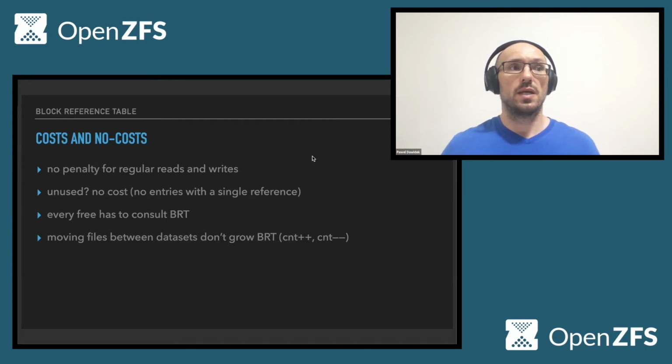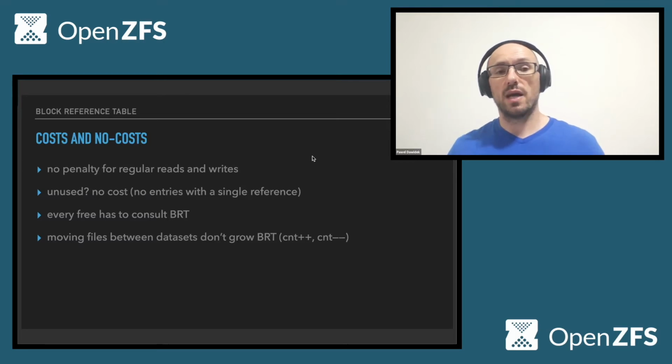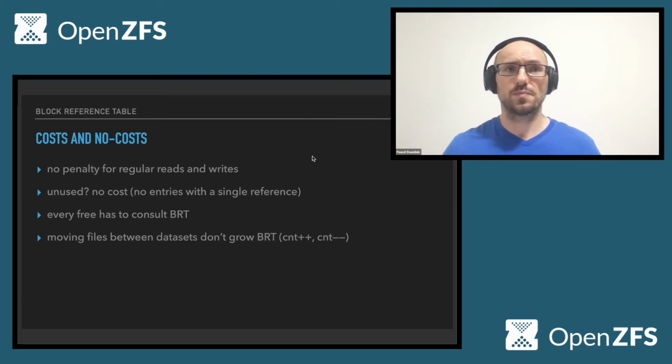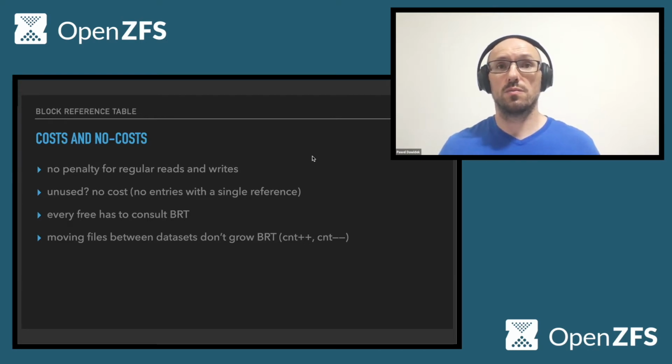So simply on every free, we have to go and check if this block is referenced in the block reference table, and if it is, we have to decrease the counter. If it's not, then we did some extra work. But as I said before, if you don't use it, there is no cost, because the table will be empty, so you don't have to worry about that.